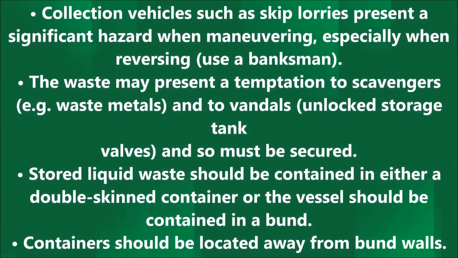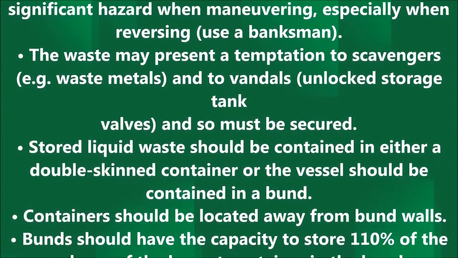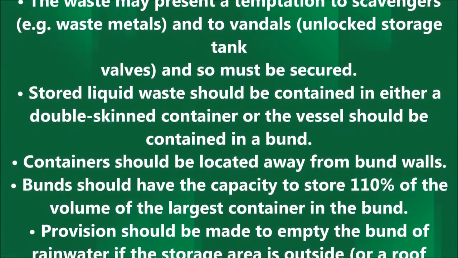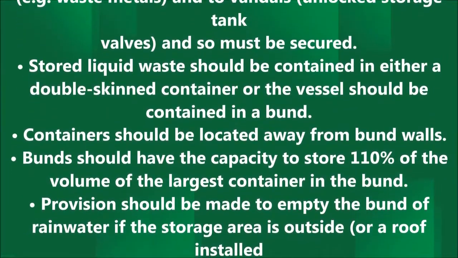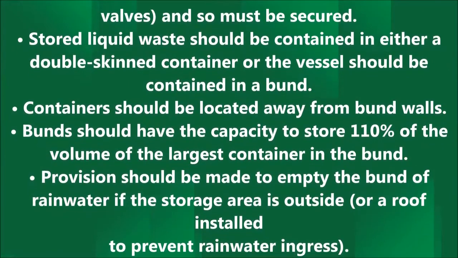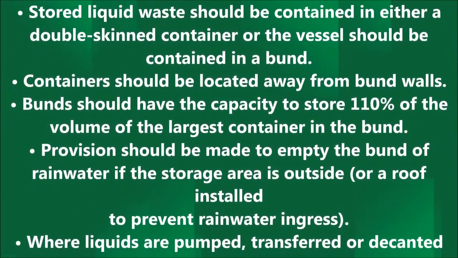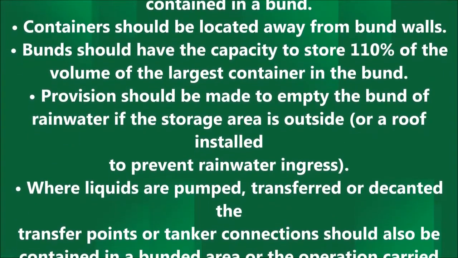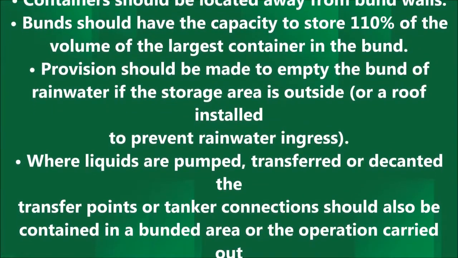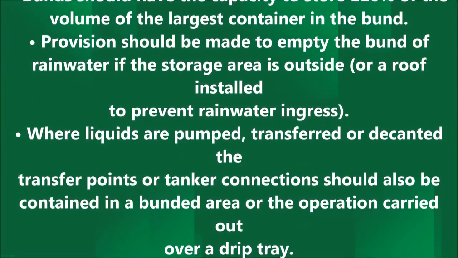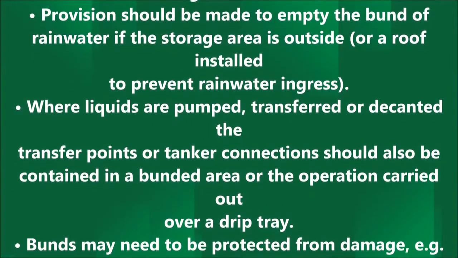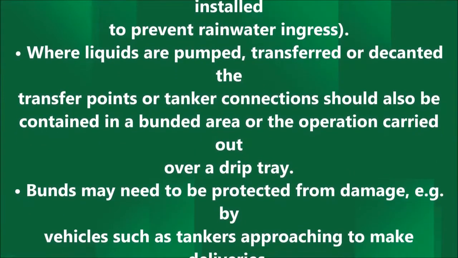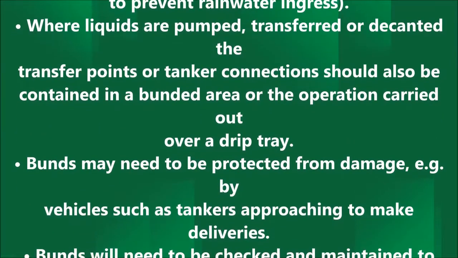Stored liquid waste should be contained in either a double-skinned container or the vessel should be contained in a bund. Containers should be located away from bund walls. Bunds should have the capacity to store 110% of the volume of the largest container in the bund. Provision should be made to empty the bund of rainwater if the storage area is outside, or a roof installed to prevent rainwater ingress. Where liquids are pumped, transferred or decanted, the transfer points or tanker connections should also be contained in a bunded area or the operation carried out over a drip tray.